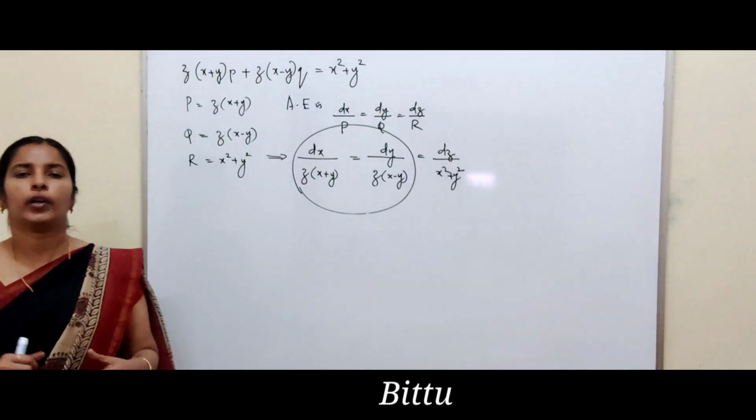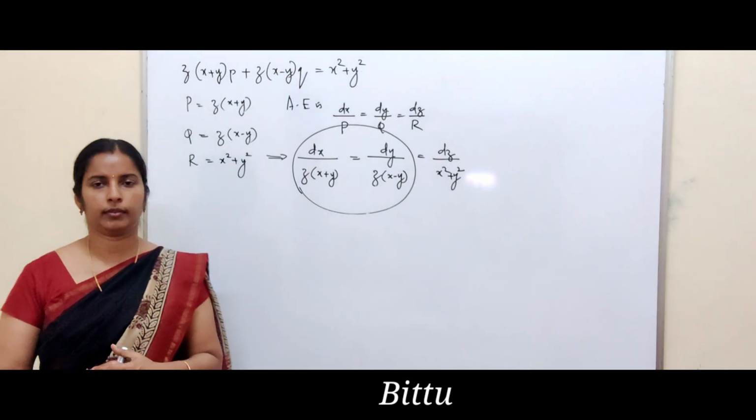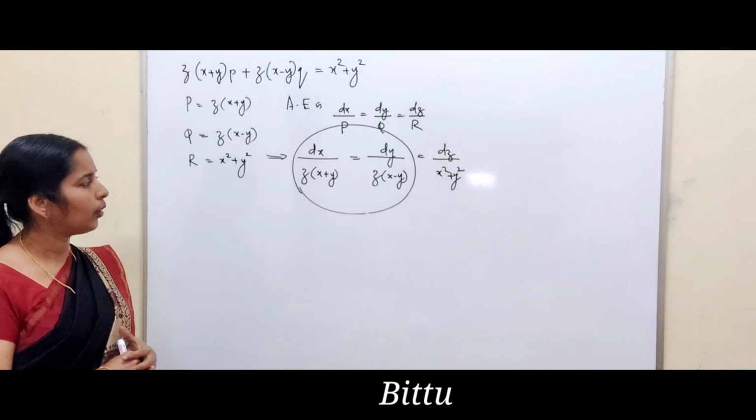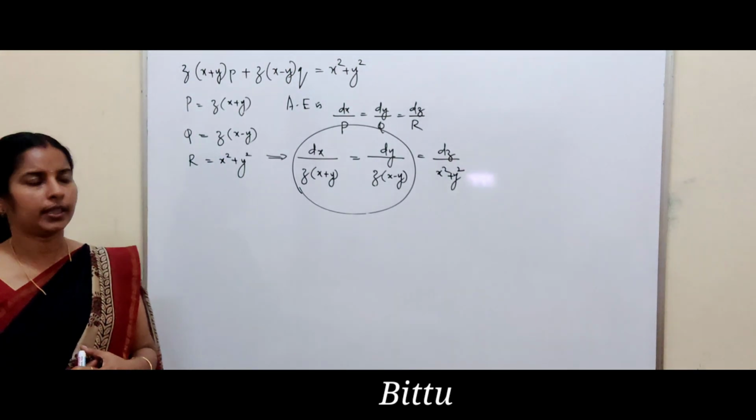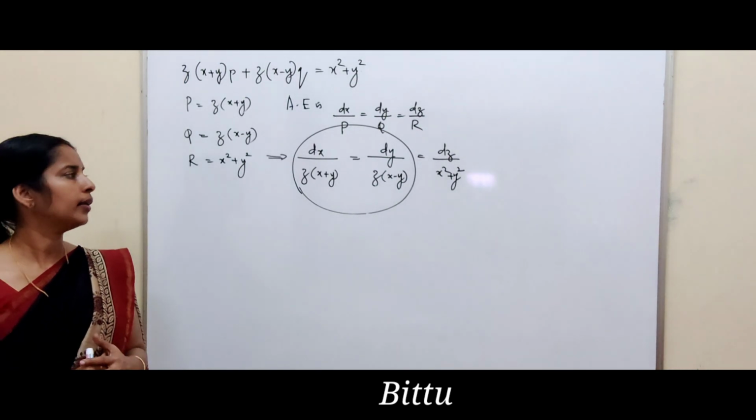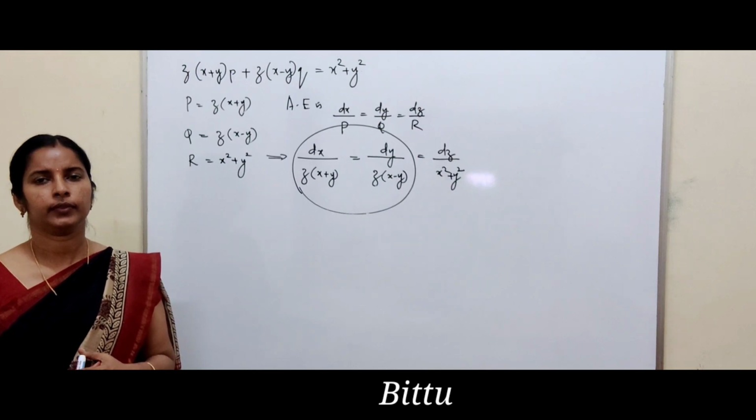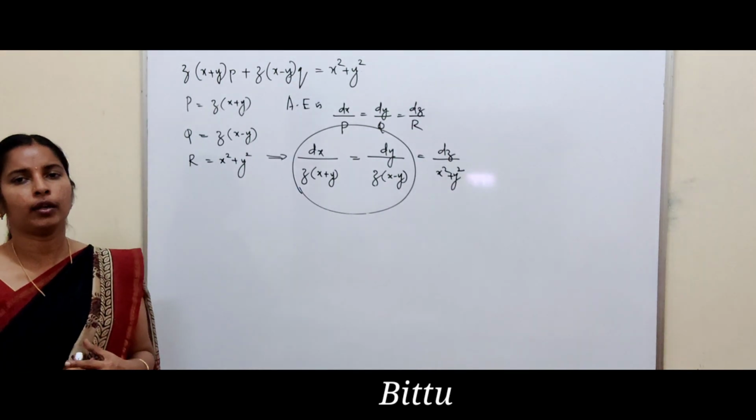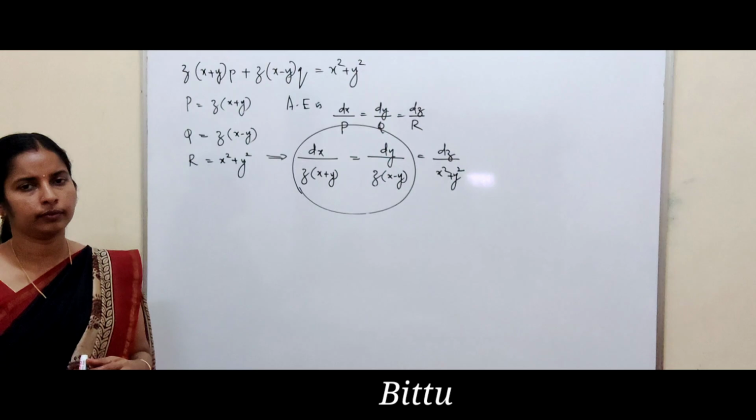Next, we have to find one more solution of the auxiliary equation. We can find another solution by grouping, but you can also find a solution by the multiplier technique. See, can you try to find a combination in which the denominator is 0?